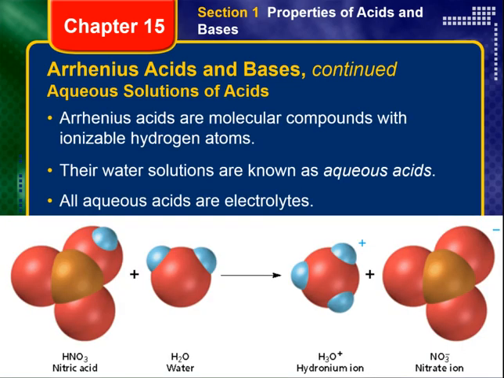So Arrhenius acids are molecular compounds with ionizable hydrogens. What does that mean? It means that a hydrogen can pop off, right? Remember, an Arrhenius acid is something that when you put it into solution, is going to increase the hydrogen ion concentration. Why? Because a hydrogen can pop off. It's ionizing. It's being thrown off the molecule.